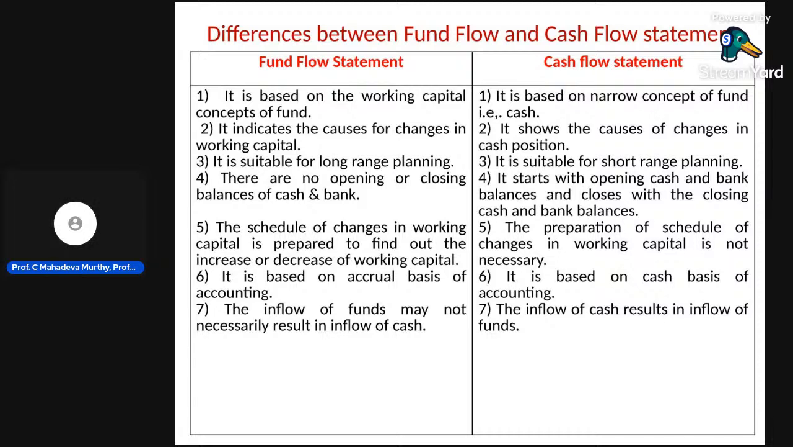The second difference: fund flow statement indicates the causes for changes in working capital, whereas cash flow statement shows the causes of changes in the cash position of the organization. The third difference: fund flow statement is suitable for long range planning, whereas cash flow statement is suitable for short range cash flow management and planning.